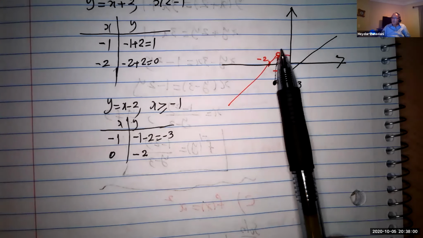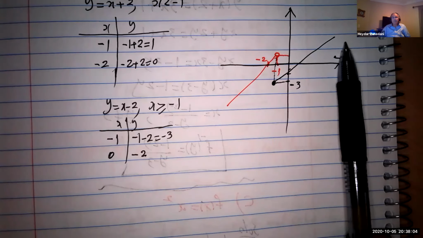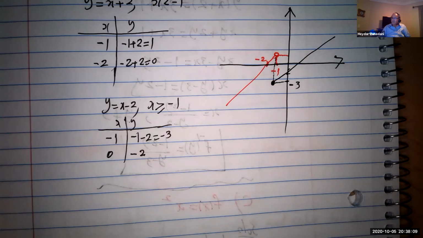If x is less than negative 1, you are here. Greater than negative 1, you are here. And there is no connection. You see nothing. Some people make a mistake.